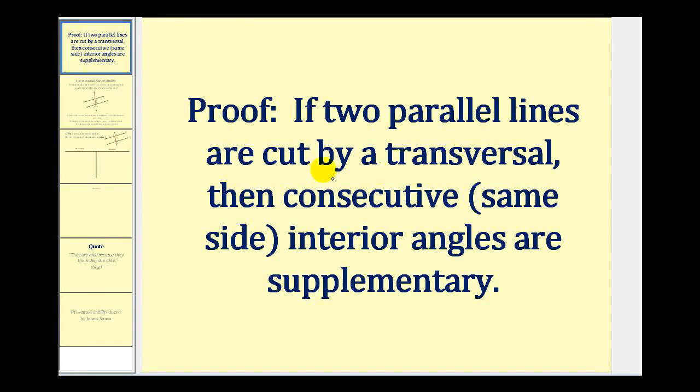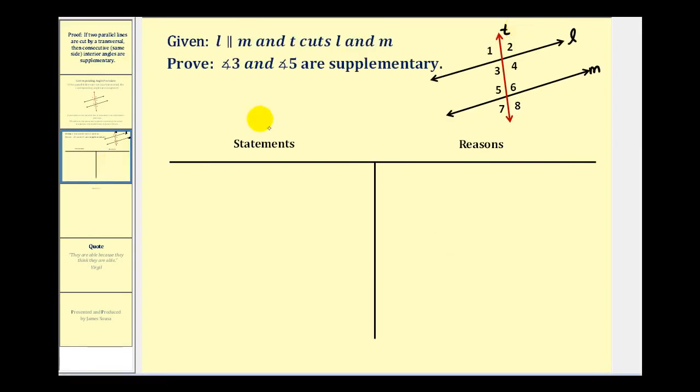Welcome to a proof of if two parallel lines are cut by a transversal, then consecutive interior angles are supplementary. So if we're given that L and M are parallel and are cut by transversal T, as we see here, we want to prove that angle 3 and angle 5 are supplementary. So let's outline a strategy before we start.